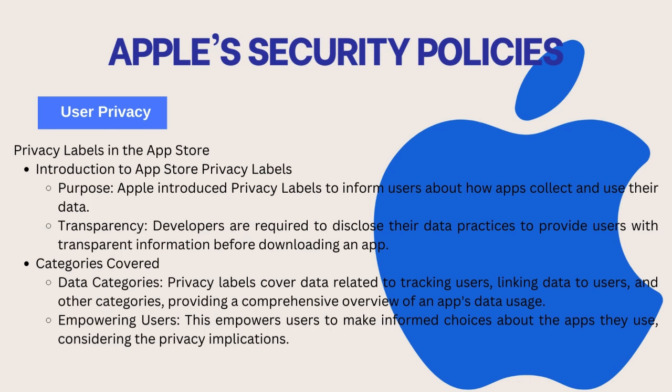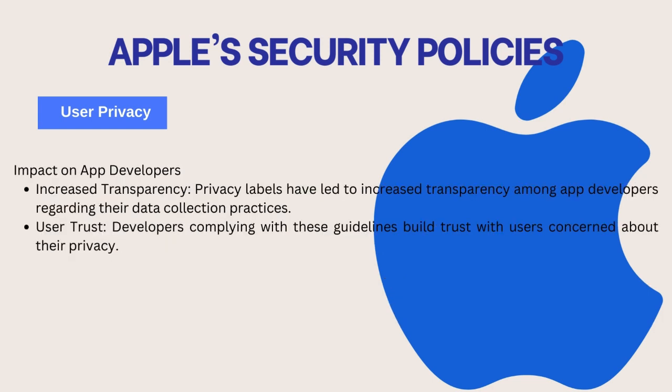The categories covered are data categories: privacy labels cover data related to tracking users, linking data to users, and other categories, providing a comprehensive overview of an app's data usage. This empowers users to make informed choices about the apps they use, considering the privacy implications. The third one is the impact on app developers. Increased transparency: privacy labels have led to increased transparency among app developers regarding their data collection practices and user trust. Developers complying with these guidelines build trust with users concerned about their privacy.